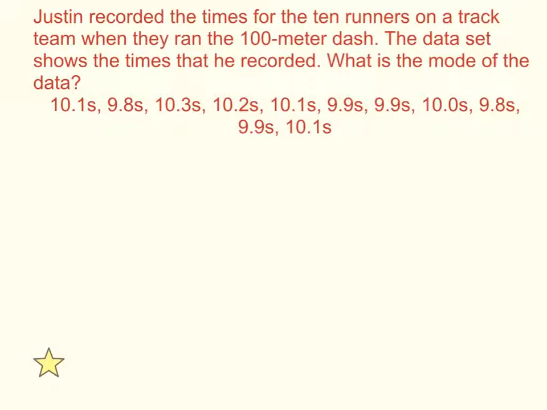Let's try another example. Justin recorded the times for the 10 runners on a track team when they ran the 100-meter dash. The data set shows the times that he recorded. What is the mode of the data? 10.1, 9.8, 10.3, 10.2, 10.1, 9.9, 10.0, 9.8, 9.9, and 10.1. So again, we can list out all of the data and see which one occurs most. So first we did 10.1. And since there are a lot more numbers here, we can cross it off so we know that we used it.